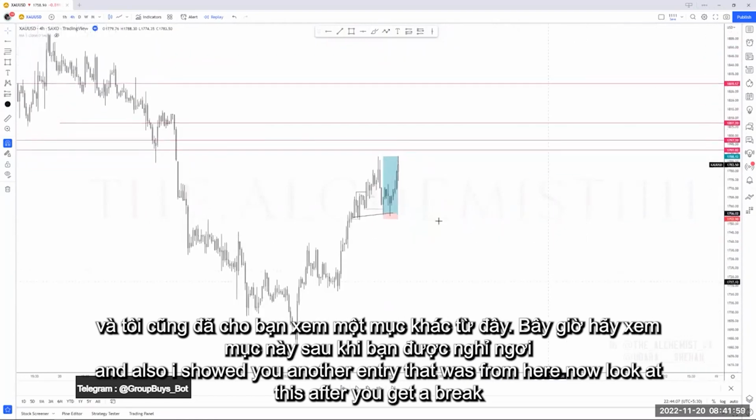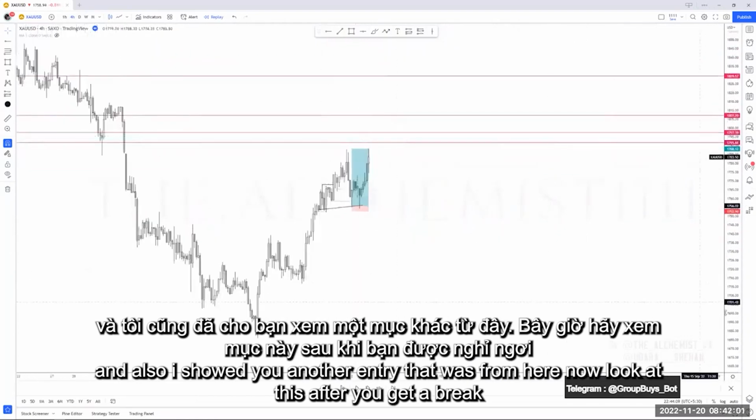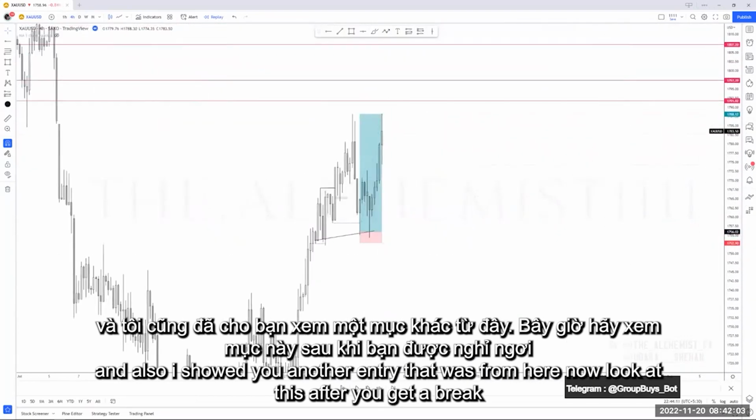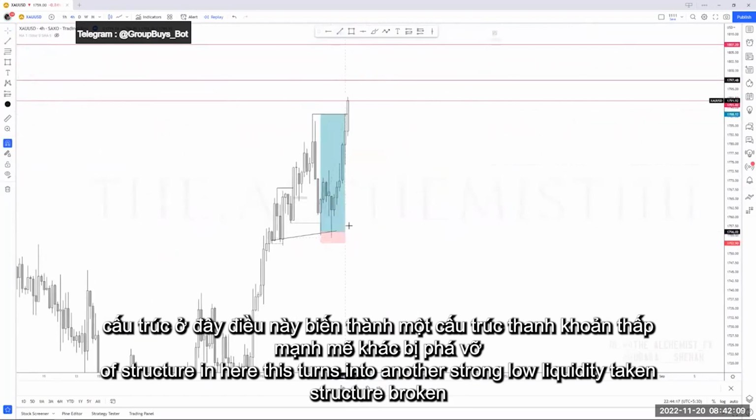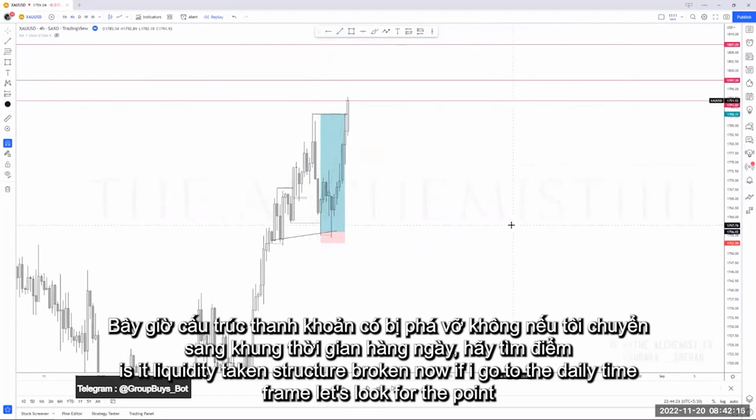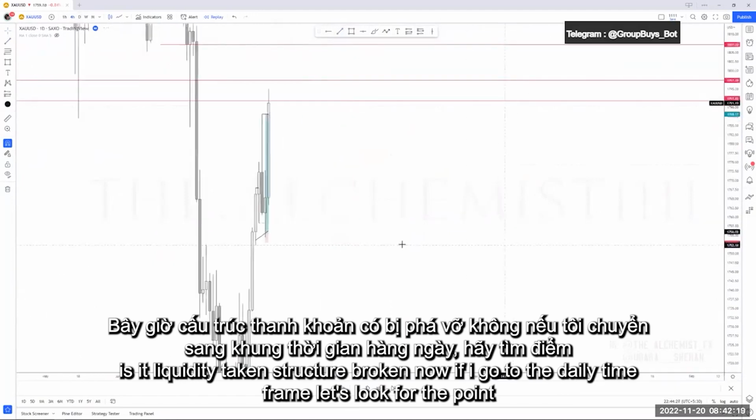And also I showed you another entry that was from here. Now look at this. After you get a breakout structure in here, this turns into another strong low. Liquidity taken, structure broken. Now, if I go to the daily time frame, let's look for the point of interest.